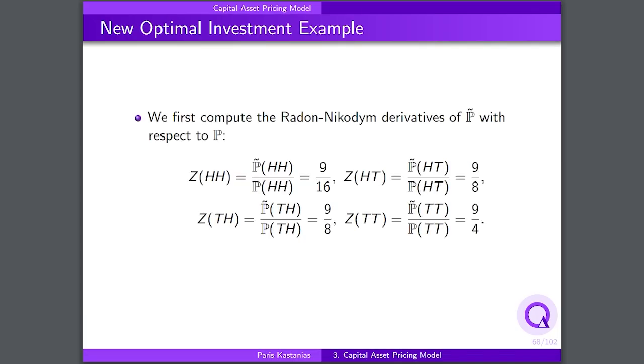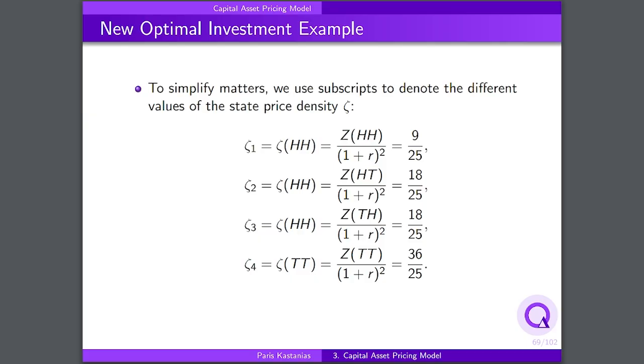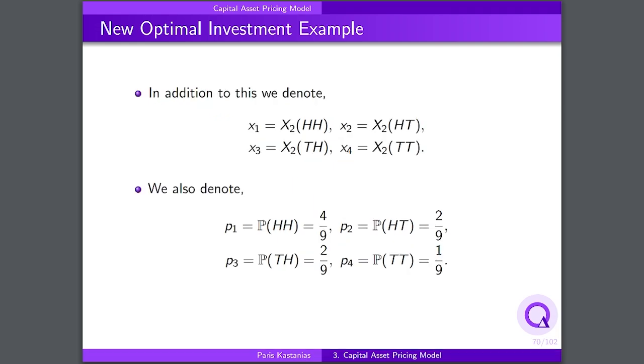So first, the Radon-Nikodym derivative, p tilde with respect to p, is this stuff here. Then simplifying matters, we find zeta, where we just divide by 1 plus r on 2, which is going to be equal to these equations here. In addition to this, we'll denote x1 as x2hh, x2 as x2ht, and so on and so forth. We'll also denote p1 as the actual probability of hh, p2 as the actual probability of ht, and so on and so forth.